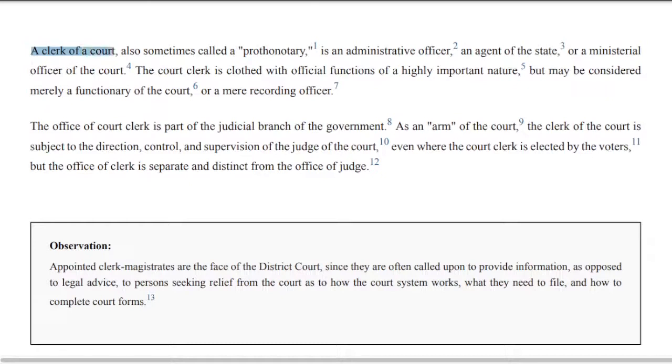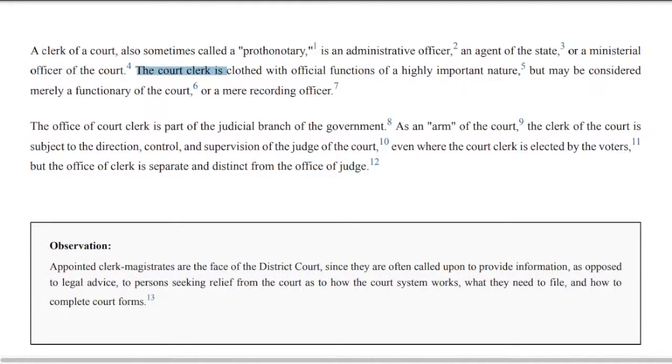So a clerk of a court, also sometimes called prothonotary, is an administrative officer, an agent of the state, or a ministerial officer of the court. So we got prothonotary is an administrative officer and an agent of the state. Or, okay, so it's an or. So you're either an administrative officer as a clerk of a court, depending on the court, an agent of the state, or a ministerial officer of the court.